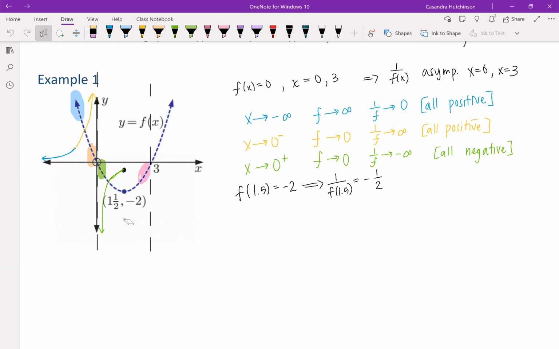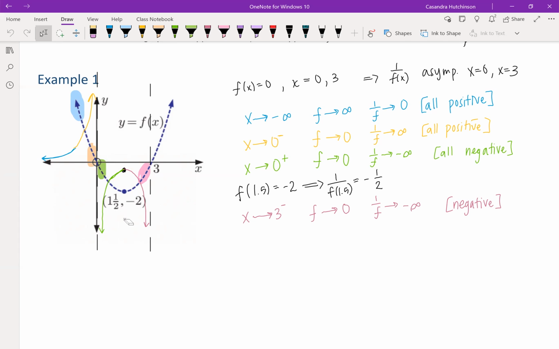So my actual function, f, as x approaches 3 from the left, what's happening to my graph? The graph I'm looking at approaches 0, but it's doing so from the negative side. These are negative, which means 1 over f is approaching negative infinity. So it's coming back down here. I still have 2 other pieces to consider.